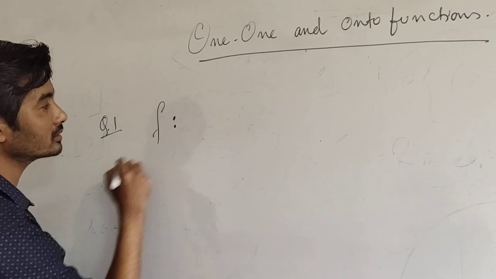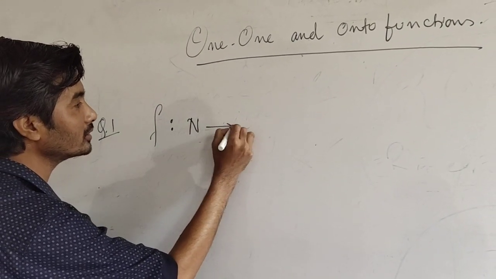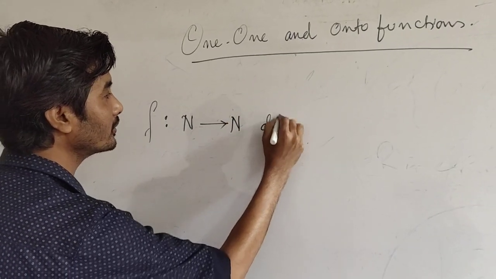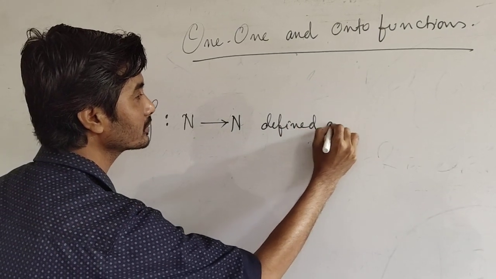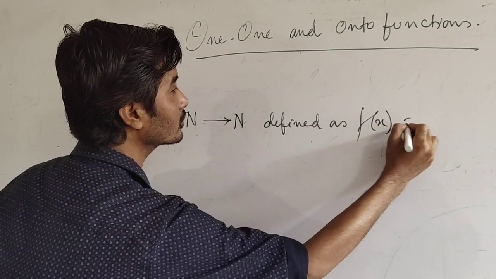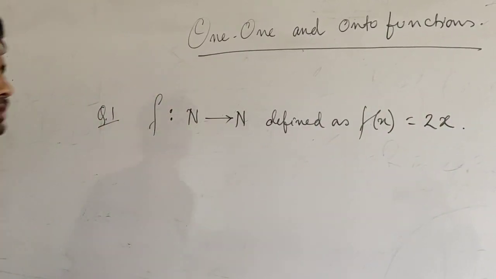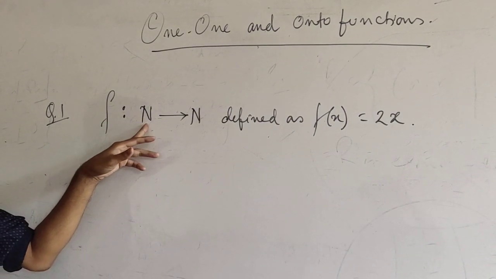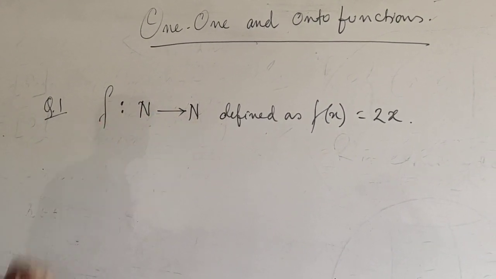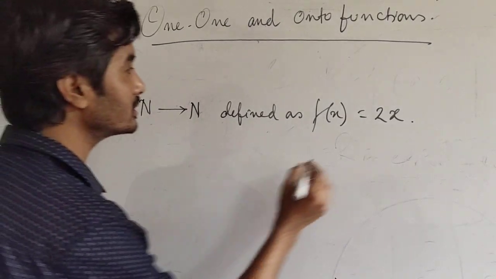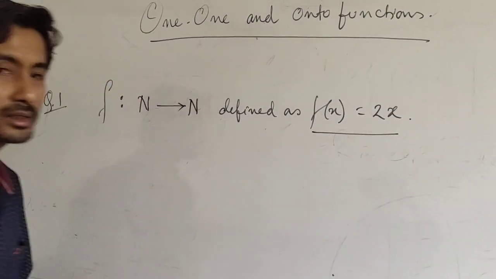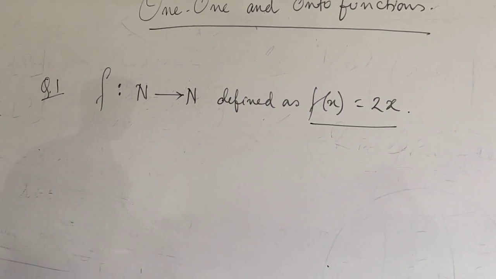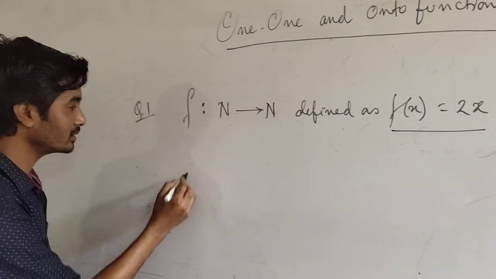f is a function from the set of natural numbers to the set of natural numbers defined as f(x) is equal to 2x. So this is one simple function f, that is a function from the set N of natural numbers to the set N of natural numbers, and this function is defined in this way, f(x) equal to 2x. So before going to the proof part, let us explain this function.